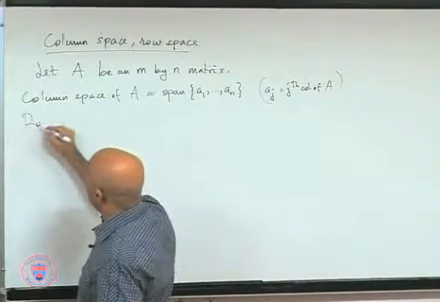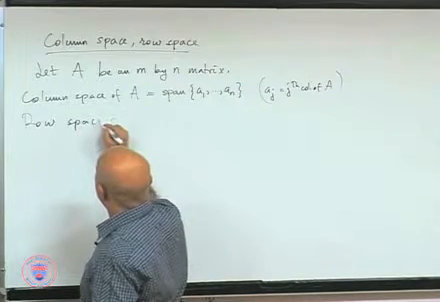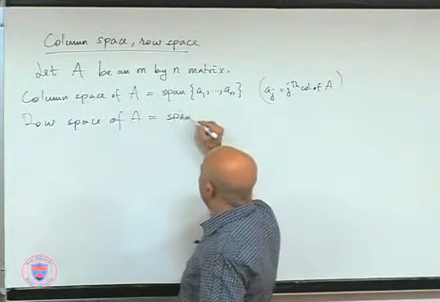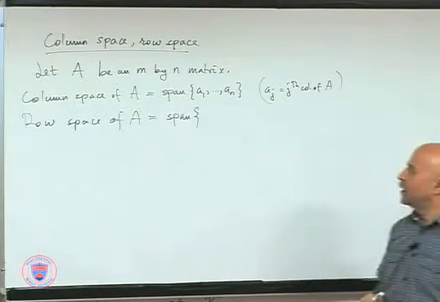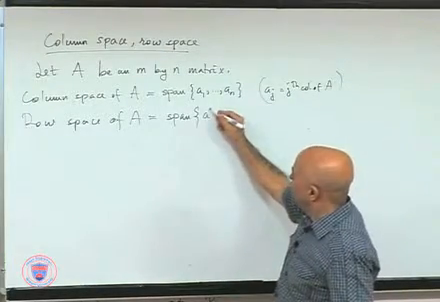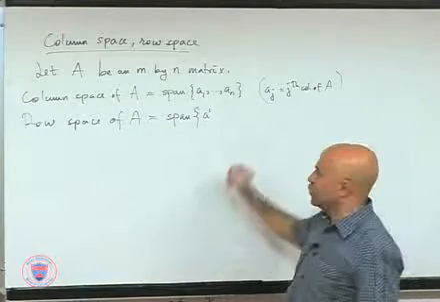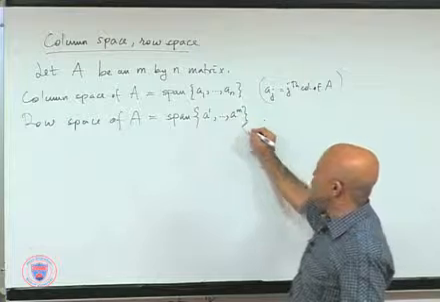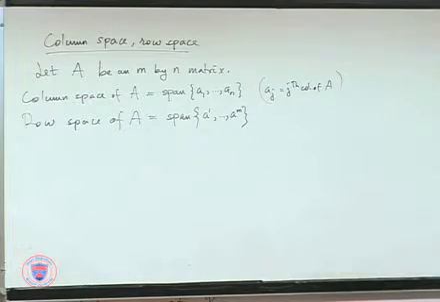What's the row space? It's the same, except that now you have the span of the rows. A super 1 stands for the first row, so on and so forth. You've got m such rows. So you are looking at the span of these vectors.